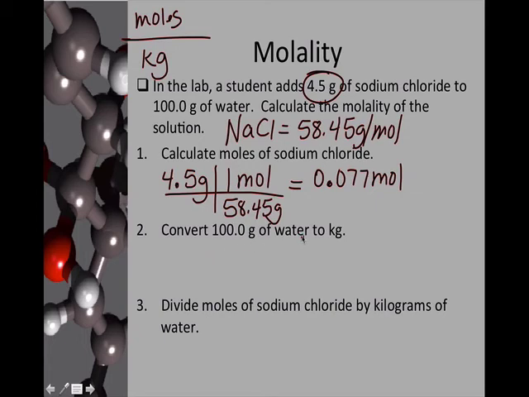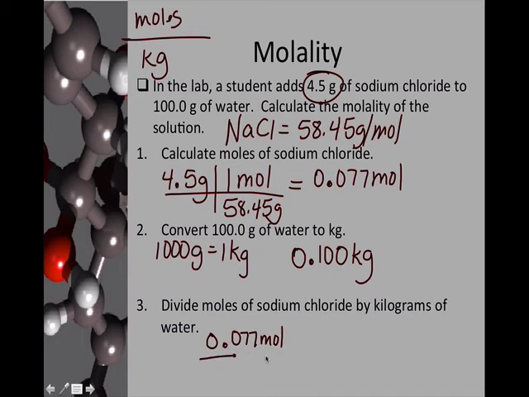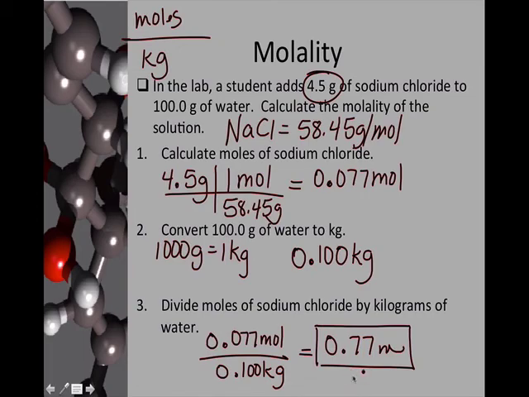Then I need to convert the grams of water to kilograms. There are 1,000 grams in a kilogram, or you can just bump the decimal 3 places back to the left. So 100 grams of water is the same as 0.1 kilograms. And then I need to divide the moles by the kilograms. So I'm going to take 0.077 moles divided by my kilograms, and I'm going to get 0.77 molal for the concentration of that solution.